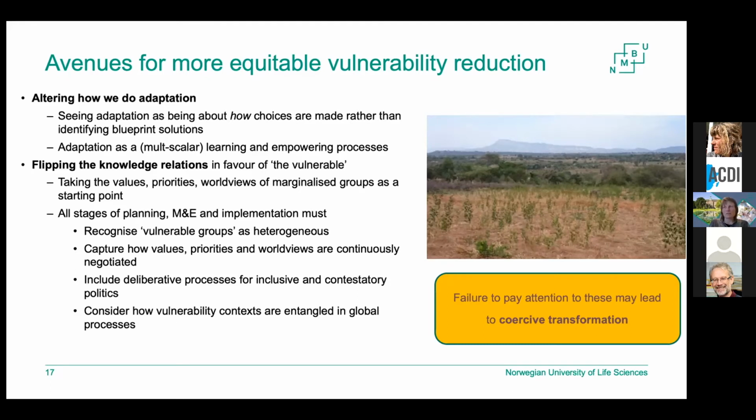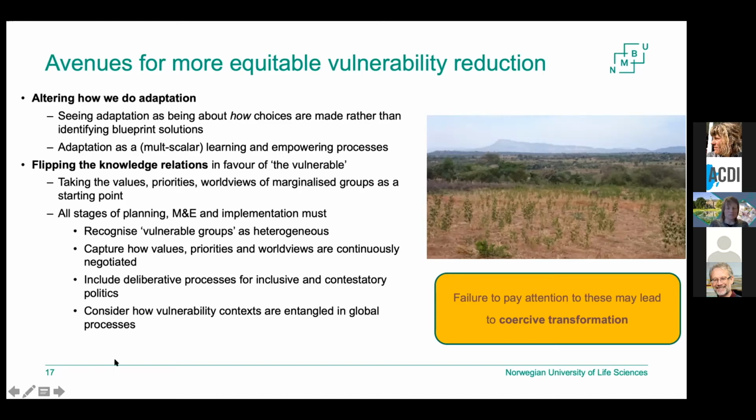i.e. if a project deliberately gives more space to disabled people so that they become part of the decision-making, become more part of the visible public scene, and are able to contest perhaps the way that projects are designed, or the way that physical environments are modified, then that deliberative process in itself is an important part of an empowering adaptation process. And then to consider how vulnerability contexts are entangled in global processes.